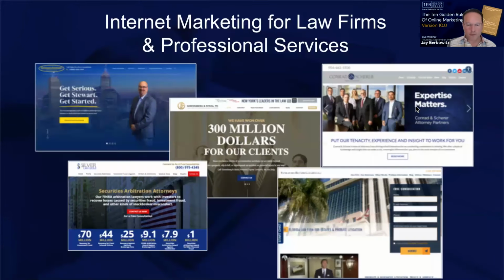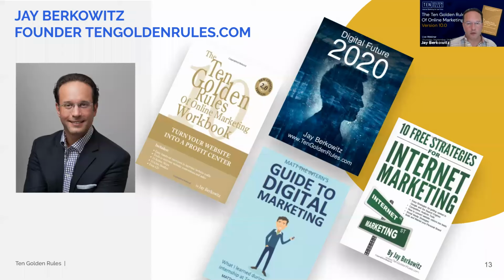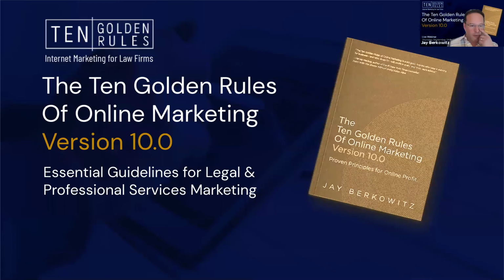So we work with a bunch of law firms throughout North America, and we do SEO, pay-per-click, websites, social media, etc. But really the core of what we do is we apply the 10 Golden Rules strategy to your marketing services. It's a proprietary system that helps improve your internet marketing. As I said, my name is Jay Berkowitz, and I've been doing this for a long, long time, but we founded 10 Golden Rules in 2003. And this is the new updated version of the 10 Golden Rules, version 10.0. So without further ado, let's get going with version 10.0.